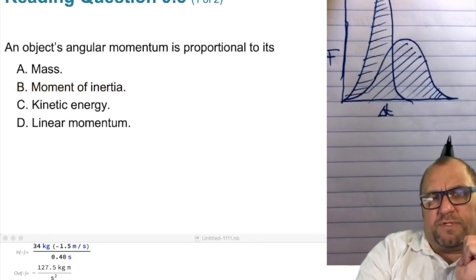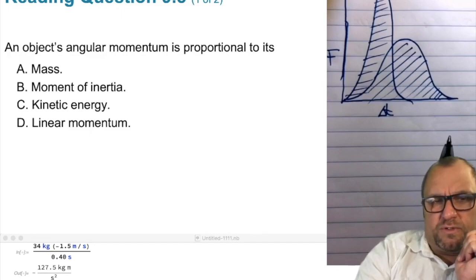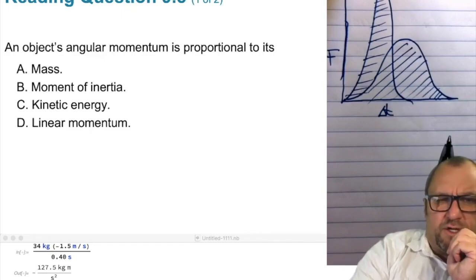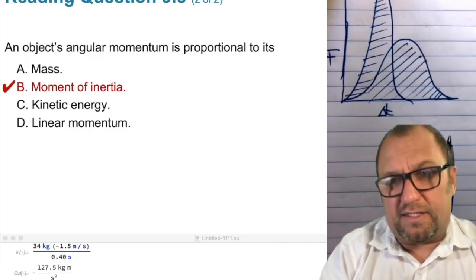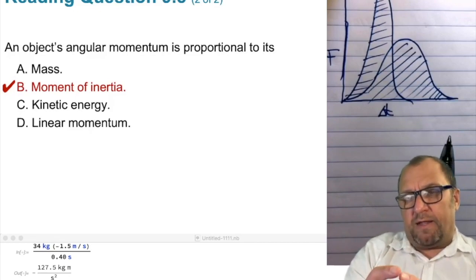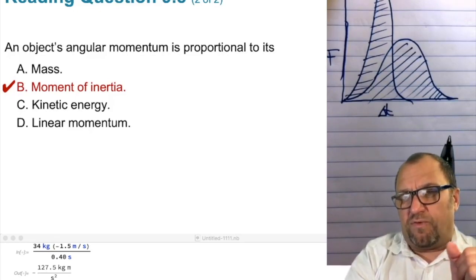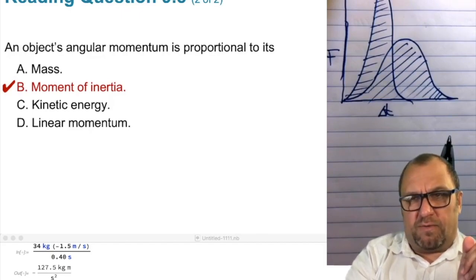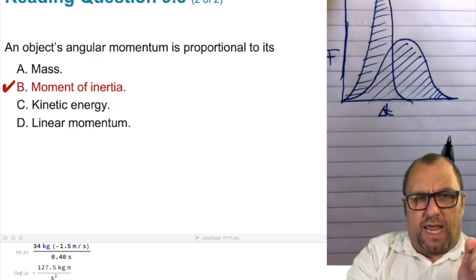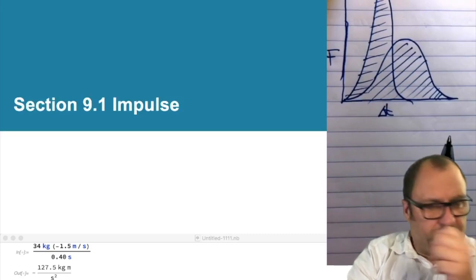Okay, so an object's angular momentum is proportional to its mass, moment of inertia, kinetic energy, or linear momentum. Well, it is moment of inertia, but we haven't really talked about angular momentum. Suffice it to say that if something is spinning, it will keep spinning, and it will continue to do so unless a force acts upon it, which would change its momentum. But we haven't talked about angular or circular motion.